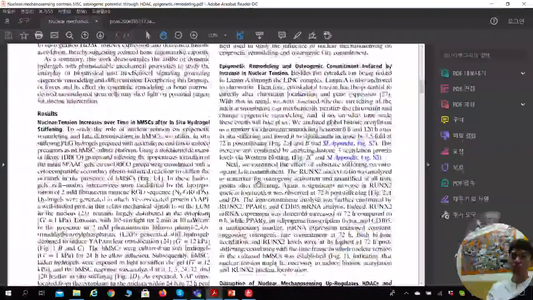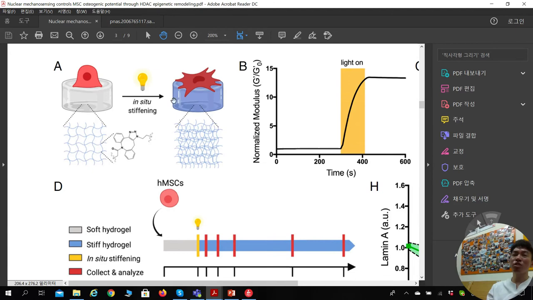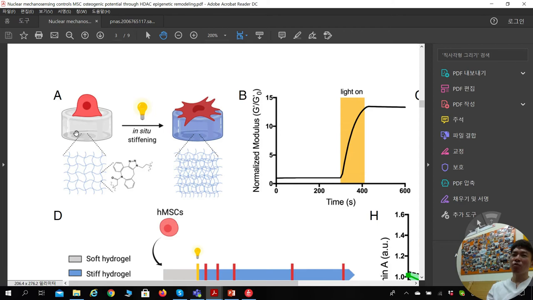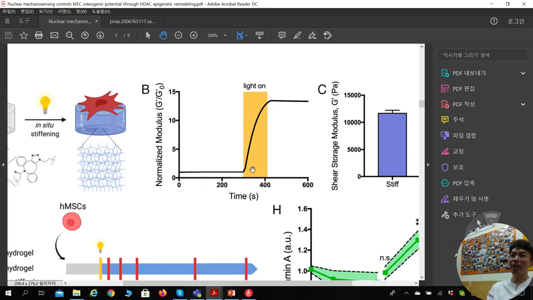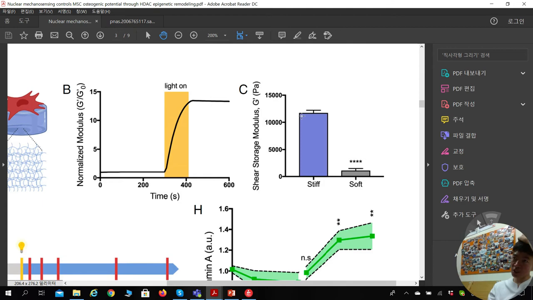They made an in situ stiffening hydrogel using PEG, which means they shine light on it. The gel tips from 1 kilopascal to 10 kilopascal, and then the cells start to spread. Then they confirmed that when they shine the light for a short time, the stiffness increases from 1 to 13 kilopascal. And they checked the shear storage modulus, around 13 kilopascal versus 1 kilopascal.